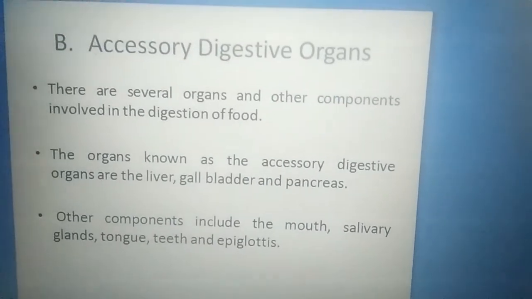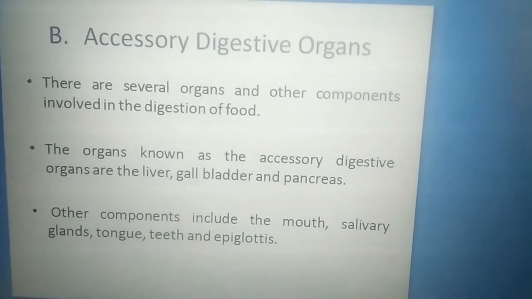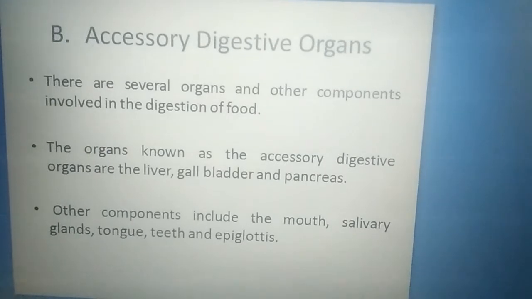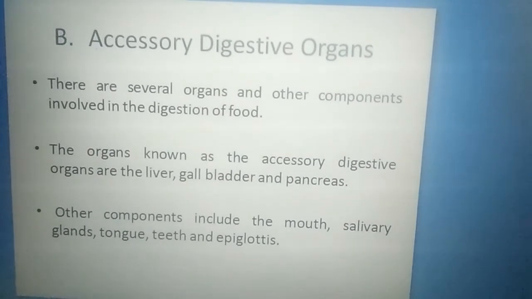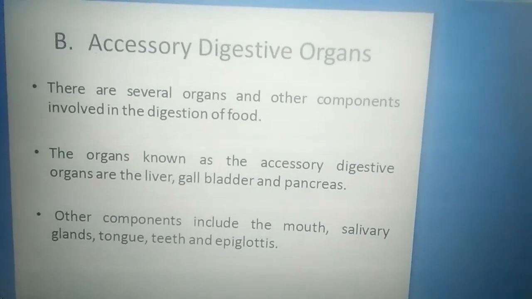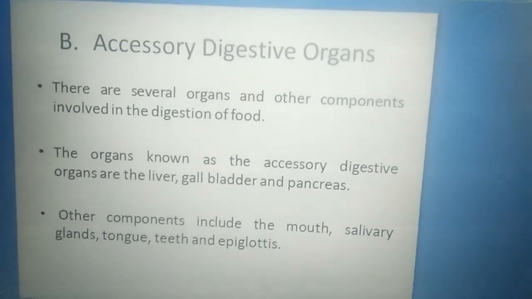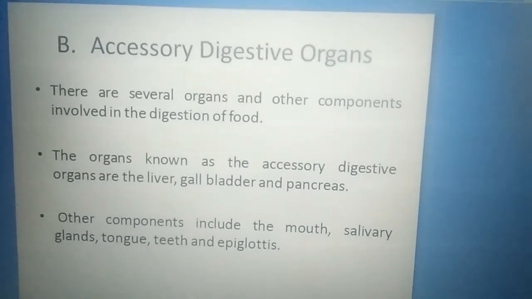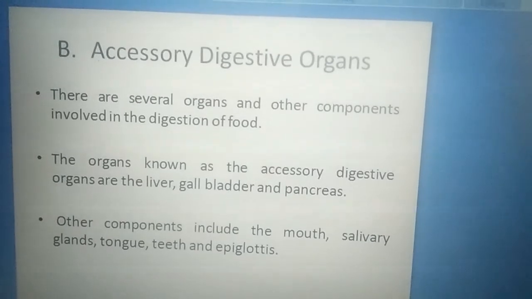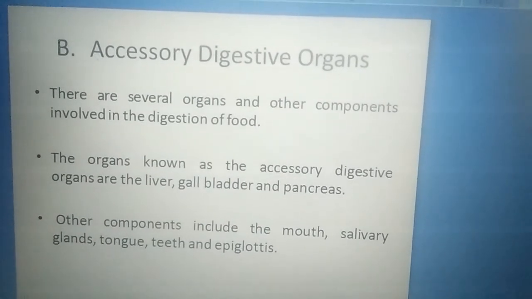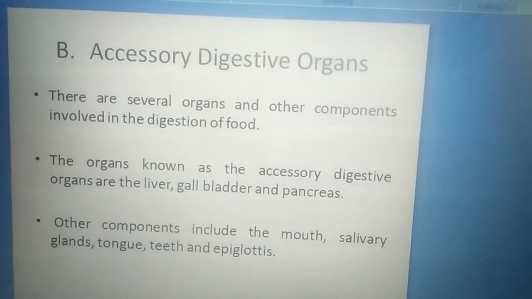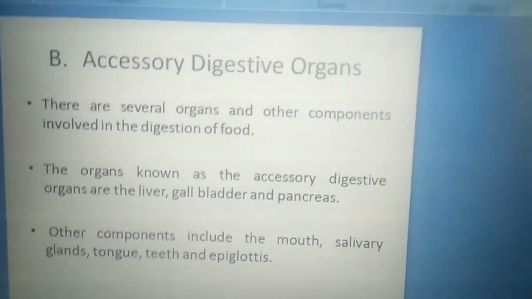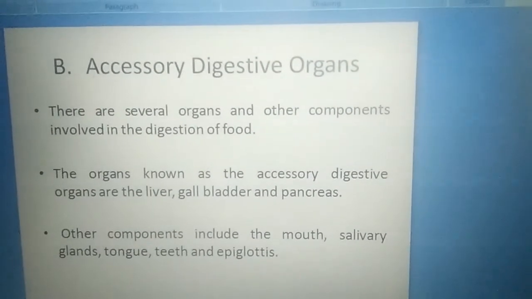The second topic is the accessory digestive organs of the human digestive system. There are several organs and other components involved in this process. The organs known as accessory digestive organs are the liver, gallbladder and pancreas, while the mouth, salivary glands, tongue, teeth and epiglottis are also other components.